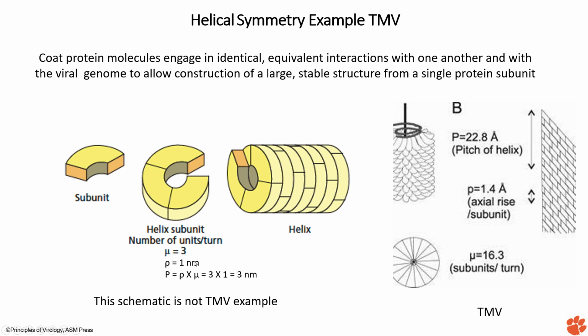So if you are given these values, you can just calculate the pitch of the turn. Sometimes we give you this P number, and you may have to calculate the rho or the mu as well. So that's what it is. And here is the specific example for the tobacco mosaic virus. You can easily see that. Very self-explanatory. Very simple to understand.